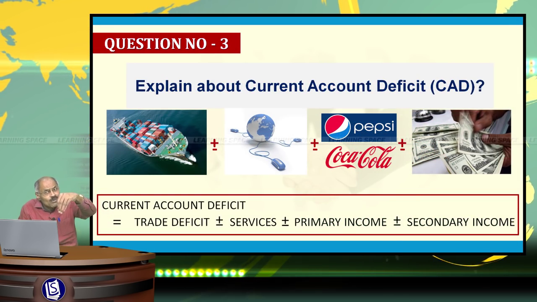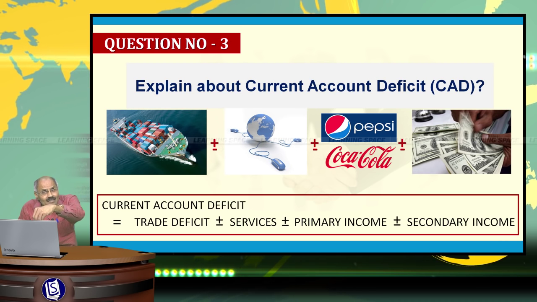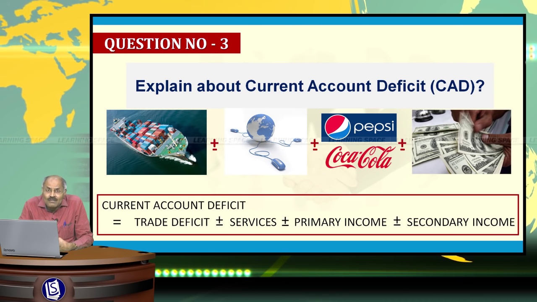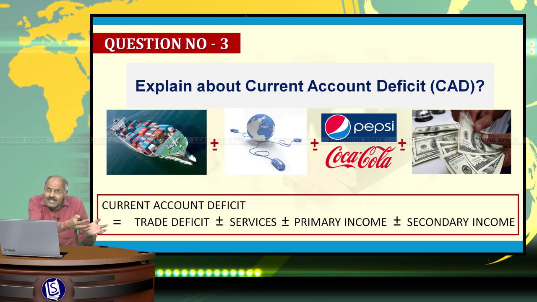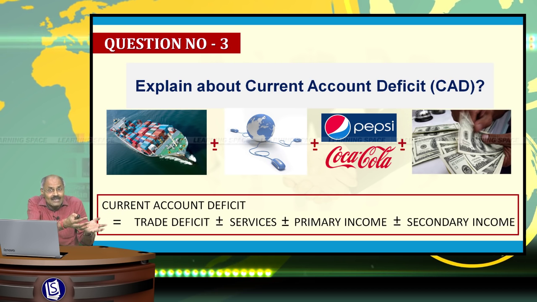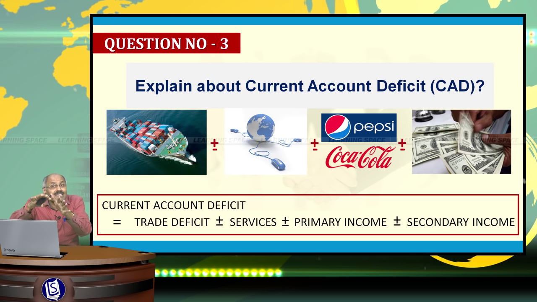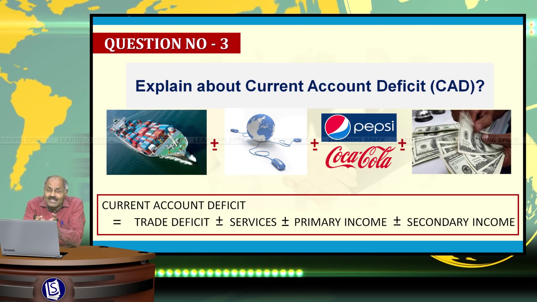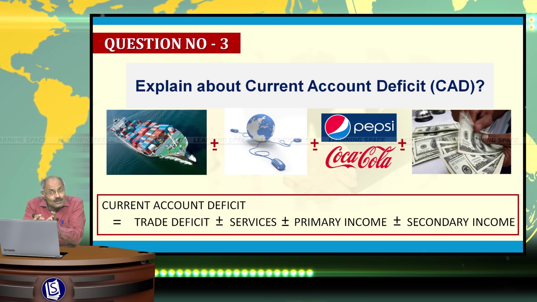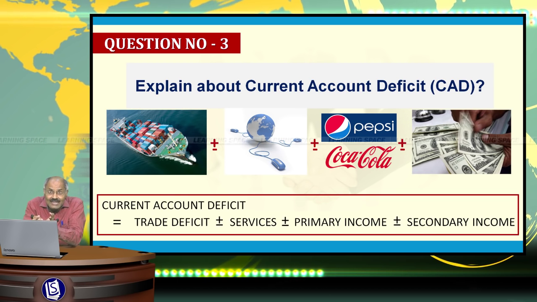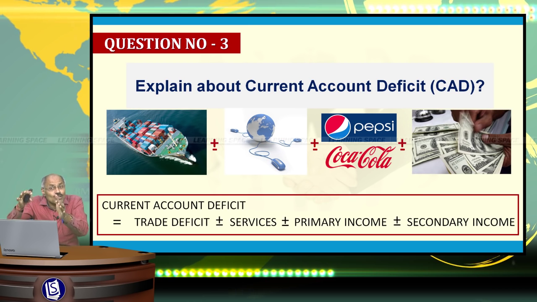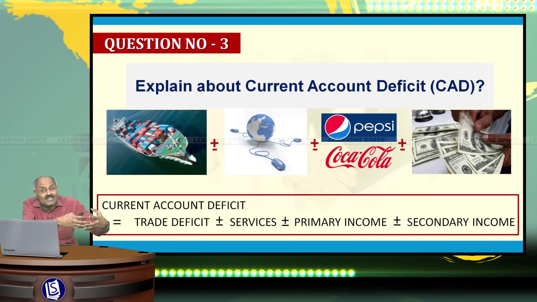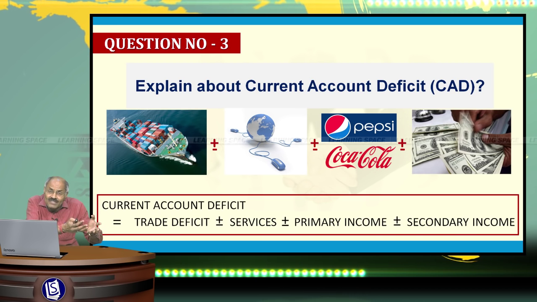What do you understand about current account deficit? I have given here in the illustration. Please look into it. First one is a trade deficit. We have already discussed. Trade deficit plus or minus services. We export software services, we export several technology related services. So that is to be included here when you calculate current account deficit. So the first one is trade deficit.